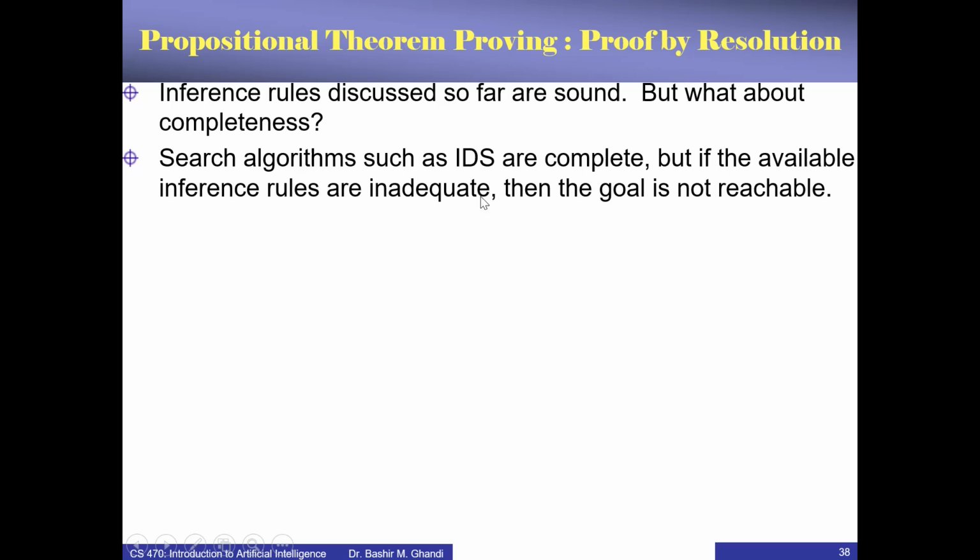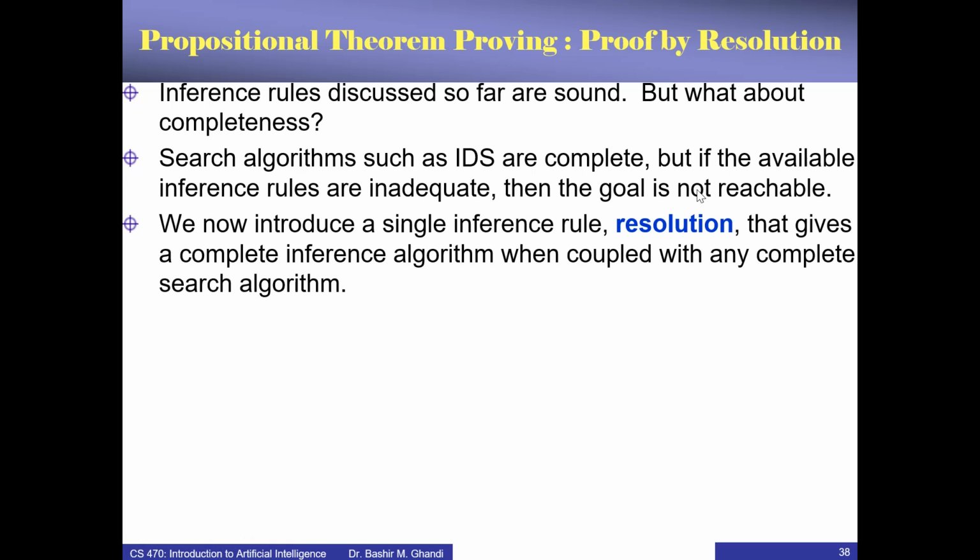But if the available inference rules are inadequate, then obviously the goal will not be reachable. So the problem is not with the search, but the actions that you are applying are not complete, because none of them will lead you to the actual goal. And therefore, there may be a situation where the algorithm will not be complete. You will not be able to prove what you are trying to prove, not because of the searching algorithm, but because you have inadequate rules.